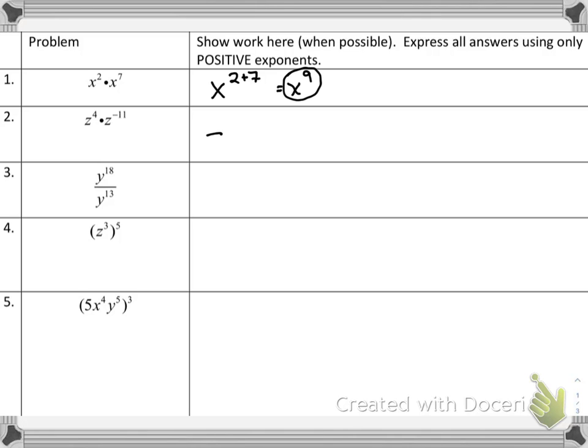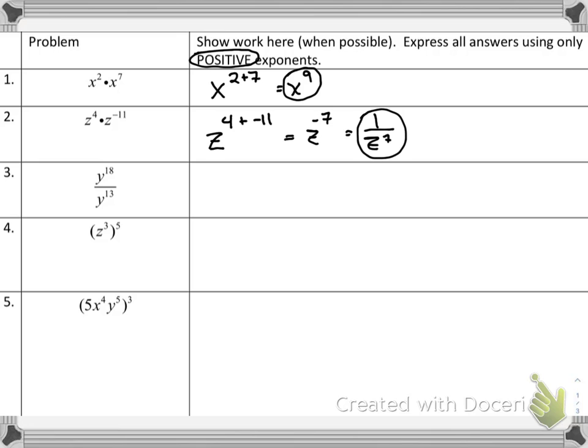Number 2 is also an application of the product rule. However, notice that we are adding a number that is positive to a number that is negative. 4 plus negative 11, or 4 minus 11, is negative 7. So we have z to the negative 7th power. However, notice that our answers must have only positive exponents. Therefore, we have to rewrite this as 1 over z to the 7th power.